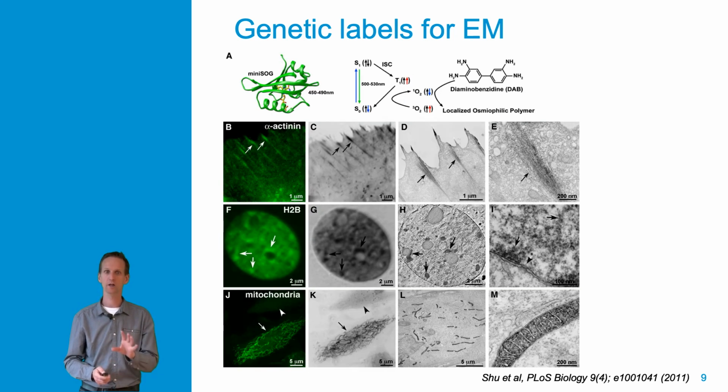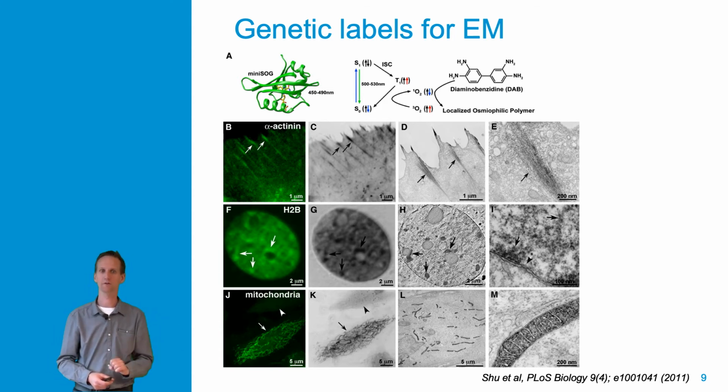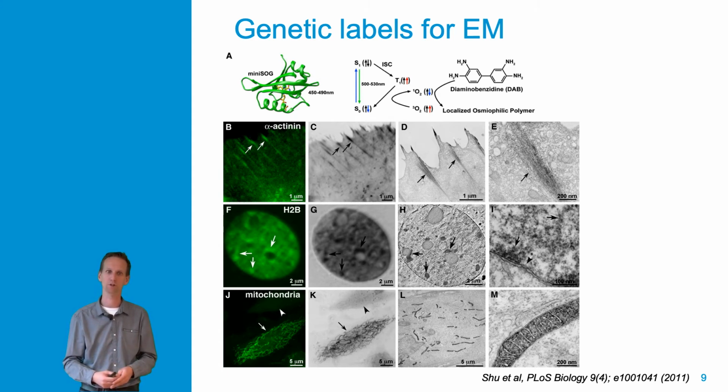So you see an example in the image here. This is from the original paper. You see first on the left the images in fluorescence, and now if we look at the zoomed in images, we indeed see the dark black deposits on the positions where we also have the fluorescence expression.